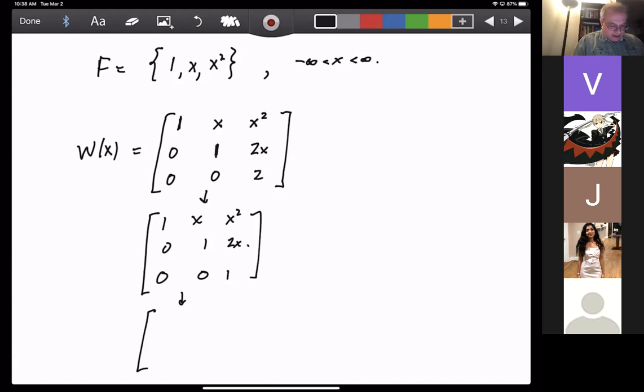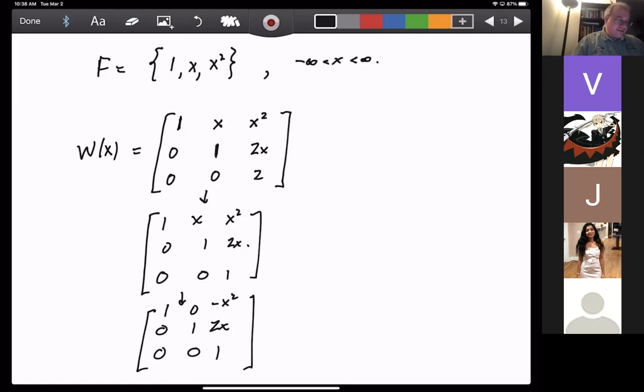So 0, 0, 1. I like 0, 1, 2x. I'm going to leave for now. I can replace the first row by first row minus x times the second row. Right, so second row, I multiply by x. The entries are 0, x, 2x squared. I subtract that from the first row. X minus x goes to 0. X squared minus 2x squared goes to negative x squared.